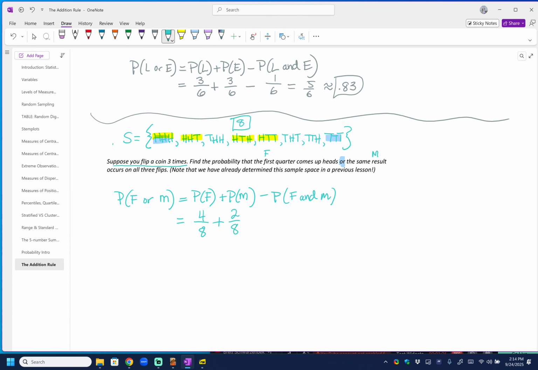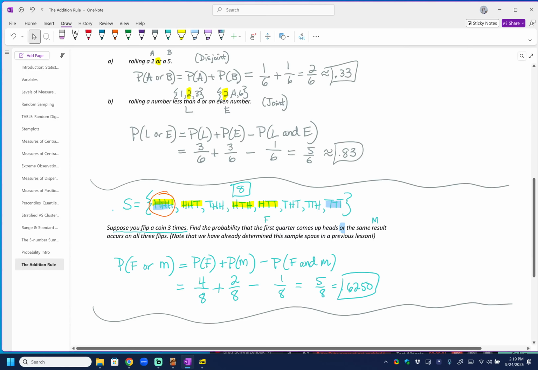So therefore, the only thing we have left is to remove the overlap. In other words, is there a scenario in which it occurs that not only is the first coin heads, but also the same result in all flips? And you can see that that's only going to occur in the one that has both highlighters on it, and that's going to be 1. So that means there's only one event, triple heads, in which that occurs. If you do, you'll get 6 out of 8 minus 1 out of 8, which gives you 5/8 as your result for our probability, which is going to give us exactly 0.6250 as our probability.